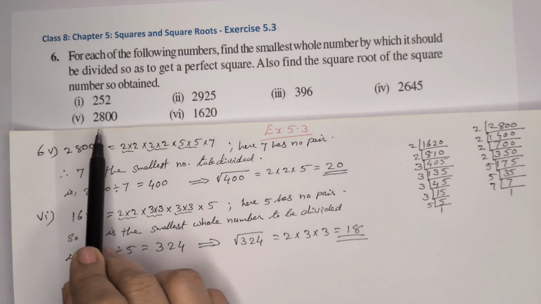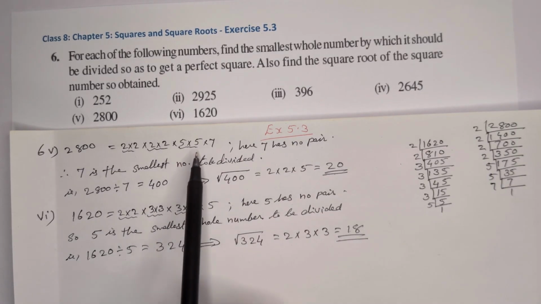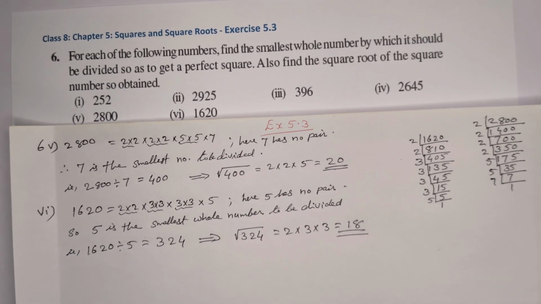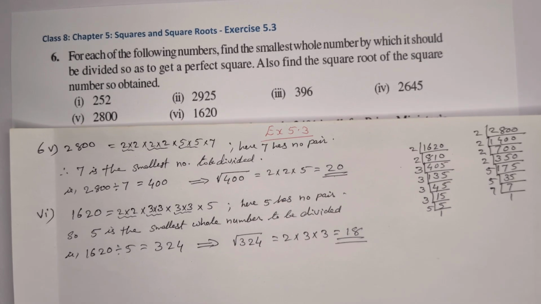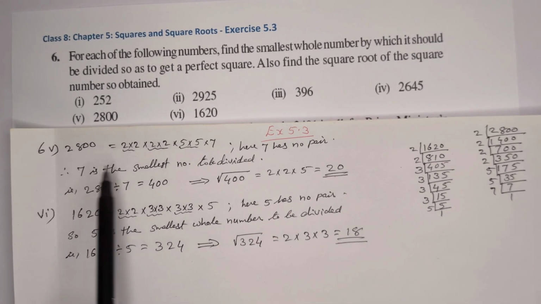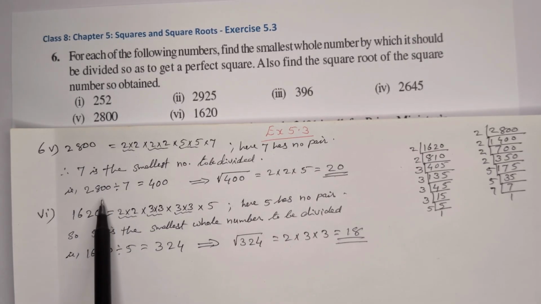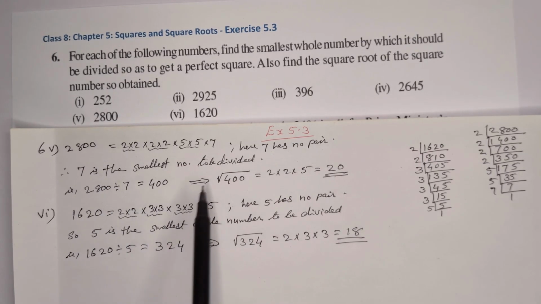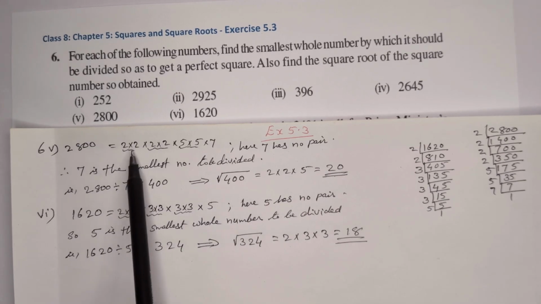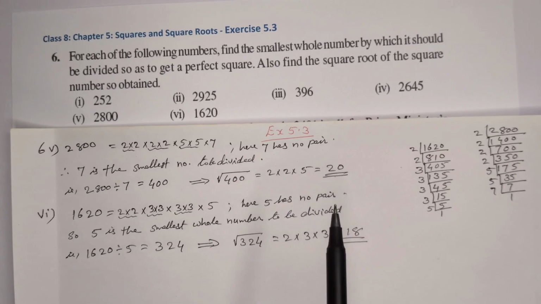The next number is 2800. After prime factorization, we get 2 pairs of 2, 1 pair of 5, and 1 seven. Which means we have to divide. 7 has no pair, so 7 is the smallest number to be divided. This 2800 divided by 7 is equal to 400, and the square root of that is equal to 1 from each pair: 2 into 2 into 5 is equal to 20.